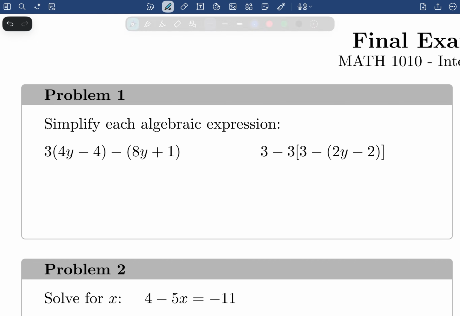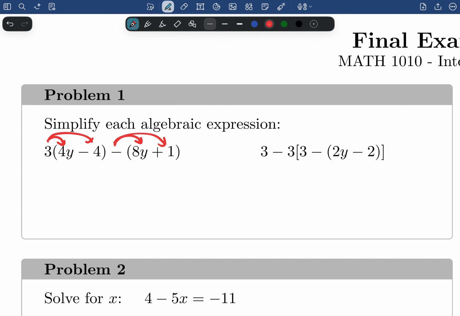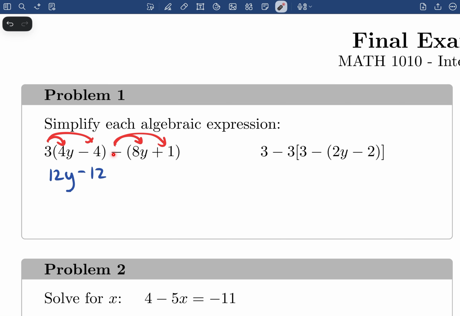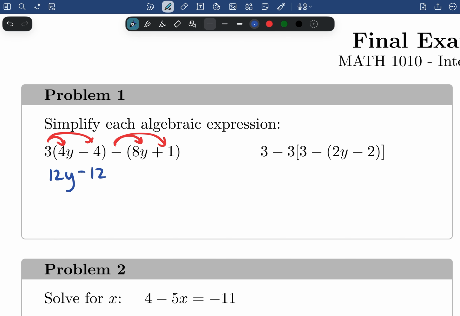Here I go. So problem number one, simplify each algebraic expression. Let's begin with the one on the left. So I see it, and I'm going to immediately distribute the things that I can. And so 3 times 4y is 12y. 3 times negative 4 is negative 12. And then I have to distribute this minus sign, right? That's like distributing negative 1 times 8y. So I get a negative 8y. And then negative 1 times positive 1, which is negative 1.